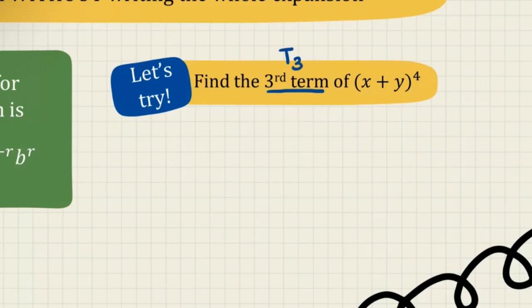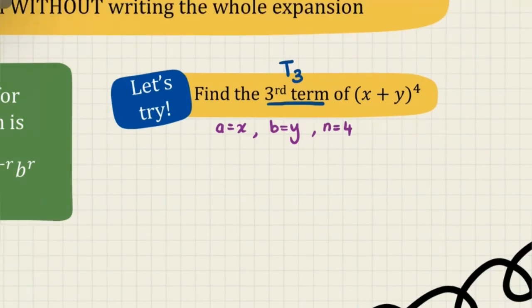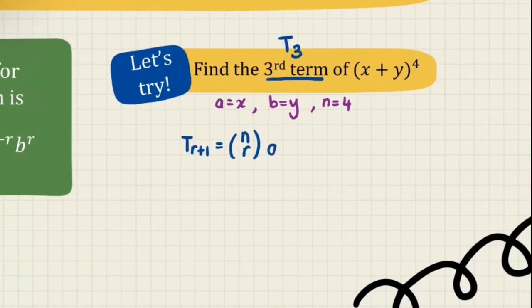Okay, so first let's identify what is our a. a adalah x and b is equals to y. Ini a, ini b, ini n. So n kita adalah 4. Okay, so kita ada a, kita dah ada b, kita dah ada n. Kemudian, so dia minta third term, betul tak? So the formula is T of r+1 equals to nCr, a to the power of n minus r, b to the power of r. So kita nak gunakan formula ini.